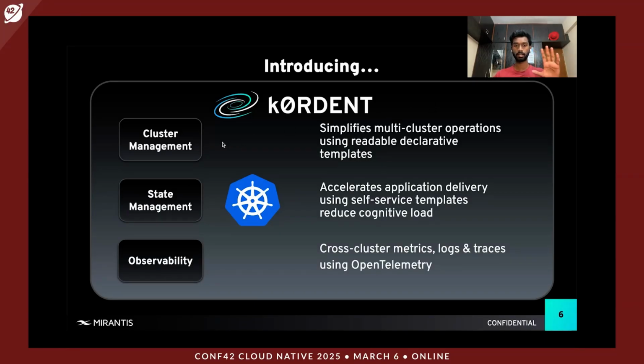At a very high level, we have three things: cluster management, state management, and observability. So the cluster management, what I mean by that is, how are you going to manage multiple clusters across clouds at scale? That level of cluster management is taken care of by Codent. State management talks about the day-two operations, when you deploy or need to deploy multiple applications across your clouds in a single click. That's your state management. And then comes observability.